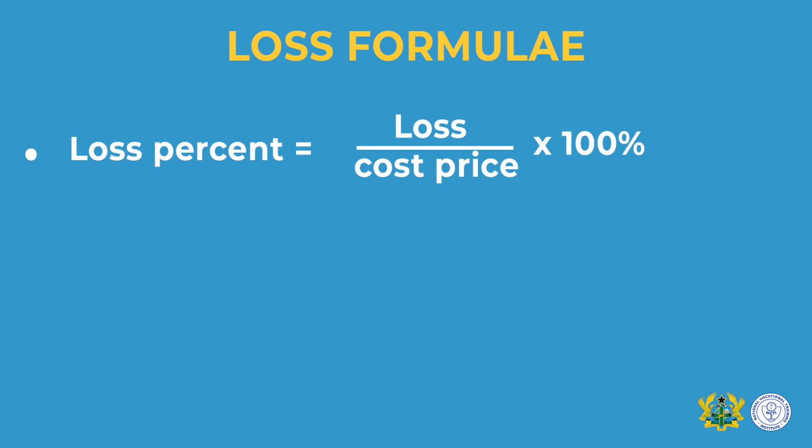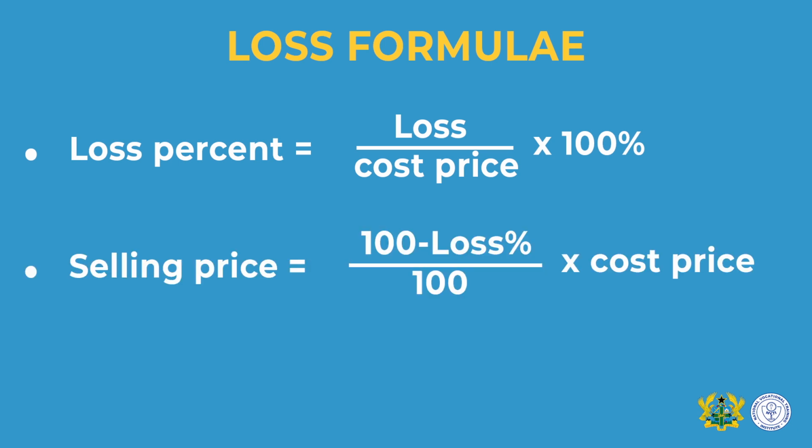Once again, we have a formula for calculating loss percent. As you can see on the screen, selling price is equal to 100 minus loss percent divided by 100 times cost price. This means that you will be given your loss percent and then the cost price, and with that, you can calculate your selling price.